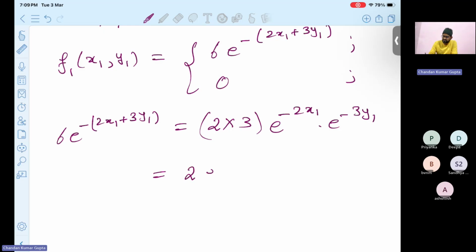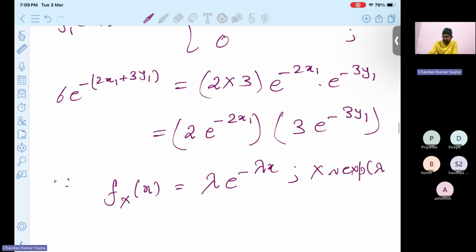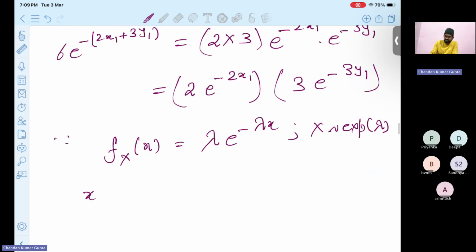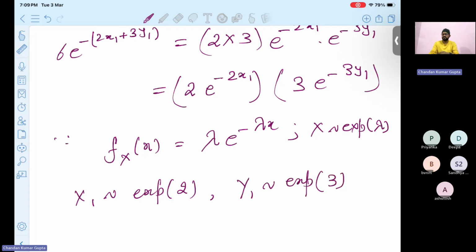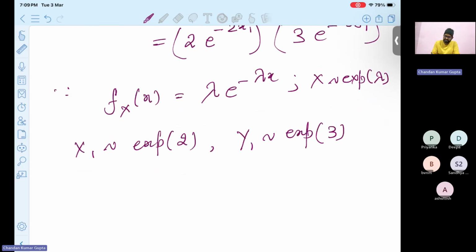So we can write it as 2 e to the power minus 2x1, and the second one is 3 e to the power minus 3y1. Since lambda e to the power minus lambda x means X follows exponential lambda, here X1 follows exponential 2, and Y1 follows exponential 3. And this is nothing but the PDF.